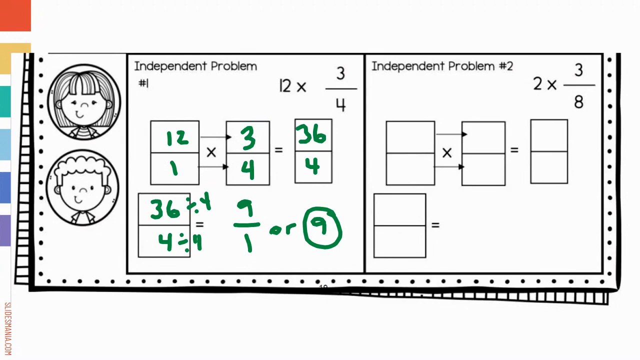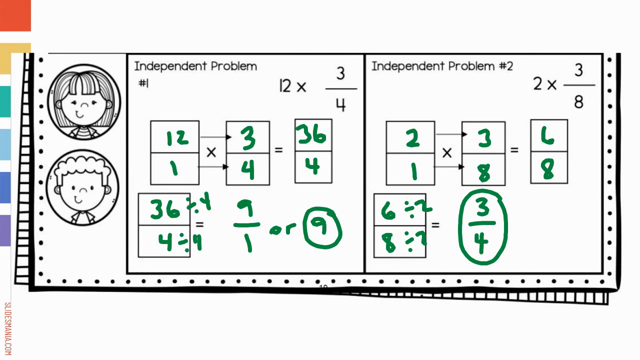Okay, our last one, we have 2 times 3 over 8. So we're going to start by making 2 a fraction, so 2 over 1 times 3 over 8. 2 times 3 on the top gives us 6. 1 times 8 on the bottom gives us 8. Now this we can reduce. So 6 over 8. Let's see, I can put 2 into both of them. So divide by 2. 6 divided by 2 is 3. 8 divided by 2 is 4. So there's our reduced fraction.